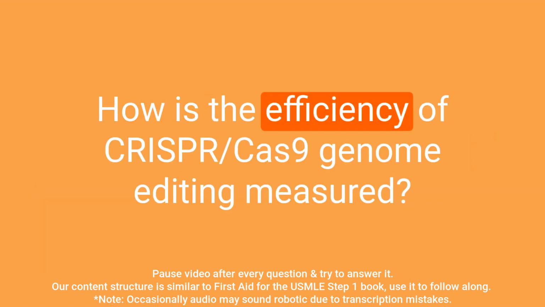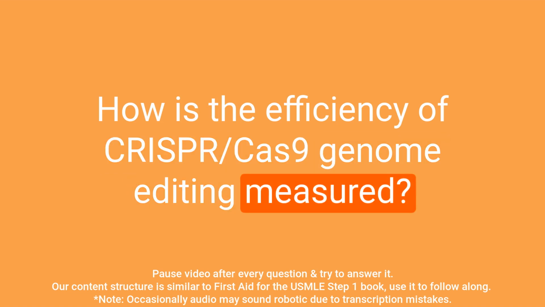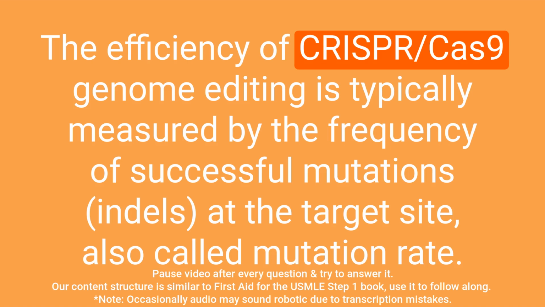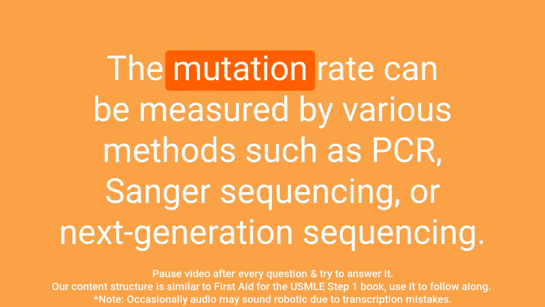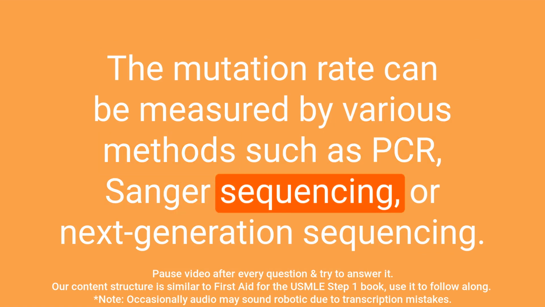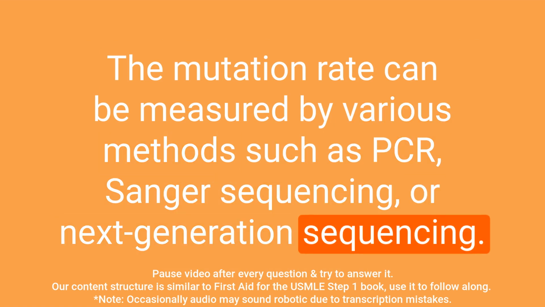Question: How is the efficiency of CRISPR divided by Cas9 genome editing measured? Answer: The efficiency of CRISPR divided by Cas9 genome editing is typically measured by the frequency of successful mutations at the target site, also called mutation rate. The mutation rate can be measured by various methods such as PCR, Sanger sequencing, or next-generation sequencing.